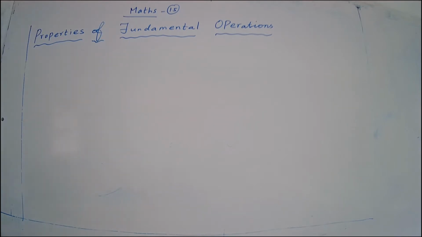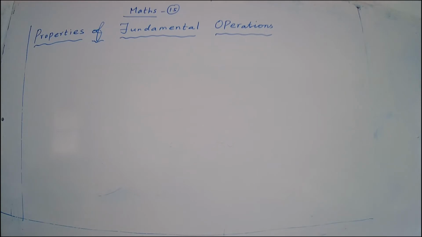Now let us see the continuation of the previous class. Okay, all of you listen. In the previous class, what have we studied? We have learnt how to carry out the four fundamental operations on integers and rational numbers. Today we are going to learn about properties of fundamental operations.